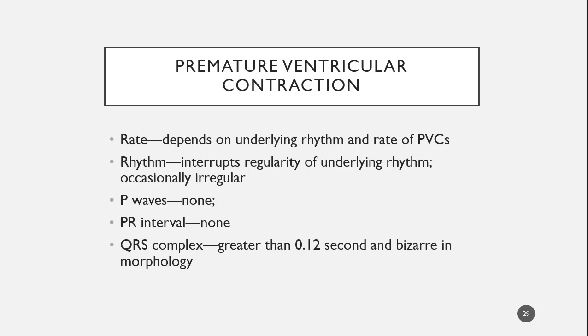Again, just going back to our review very briefly, remember, PVCs are isolated beats or an isolated beat. You may only have one in a 6-second period, or you could have multiple ones. So it all depends upon the underlying rhythm.